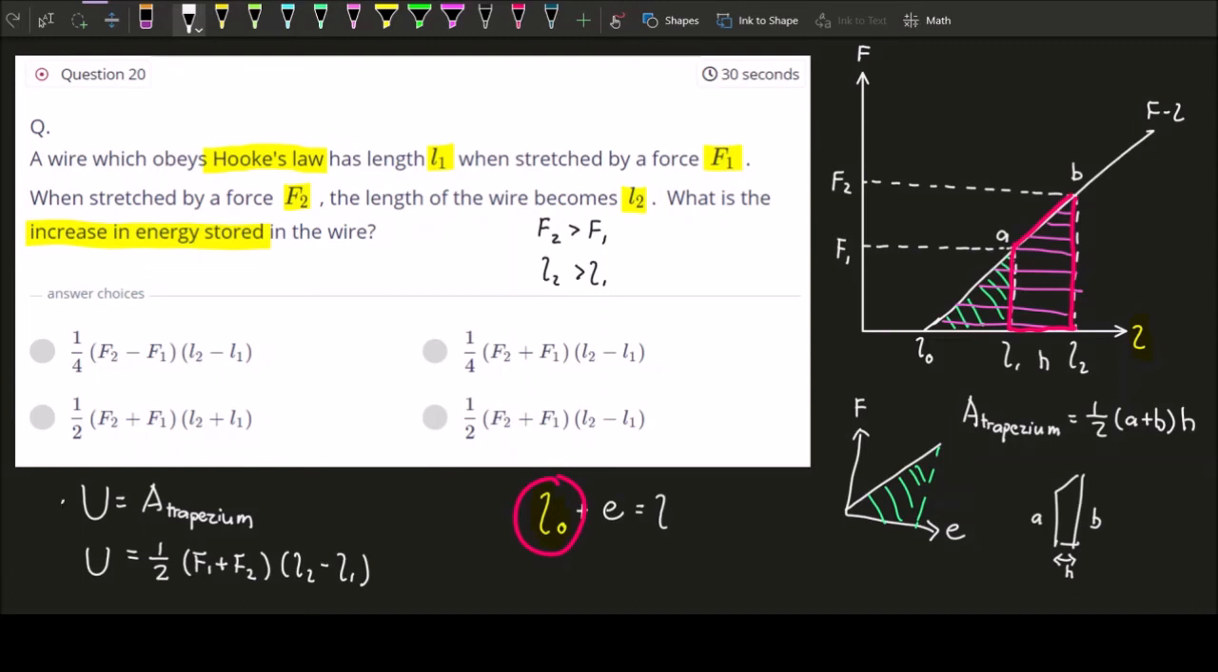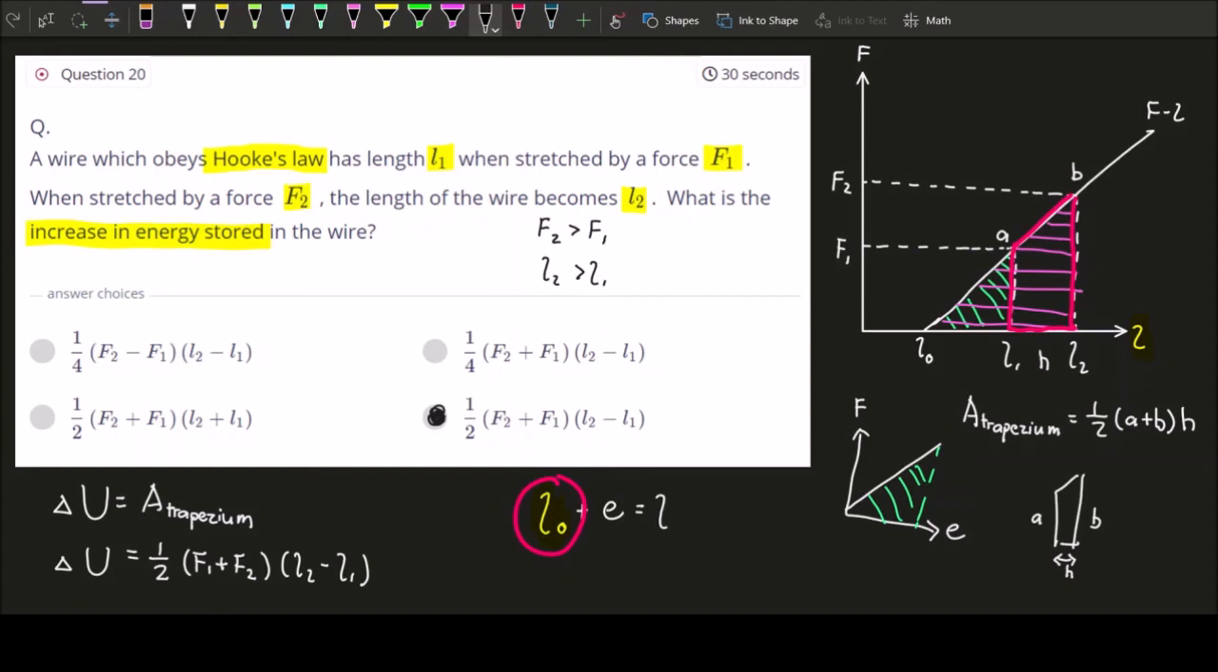Okay, let's make it really specific. It's the change in energy. It's the increase in energy stored. So in that case, we can take our answer to be D. This is the correct answer. So that's a graphical way of approaching this question. An algebraic way will be too complicated, so I think a graphical way will be more intuitive for you to understand. So that's it for question 20.